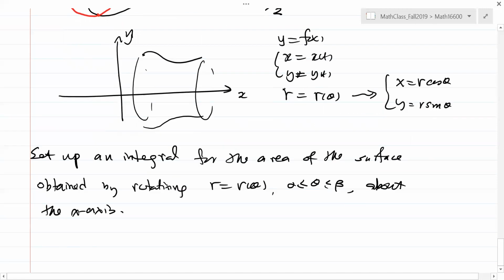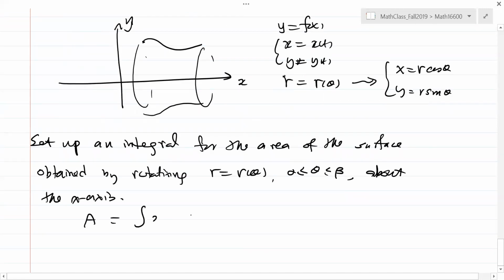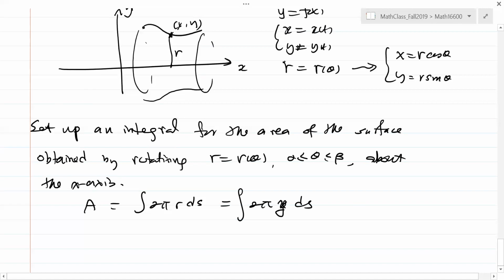Well, we have a basic formula. It's 2 pi r ds. That's it. This is the only formula you need. So on the picture, you have to mark what is x and y, and then you have to make sure there's a radius. So express the radius in terms of theta. That's it. Now this side is not that r. For this particular picture, it's 2 pi y ds.